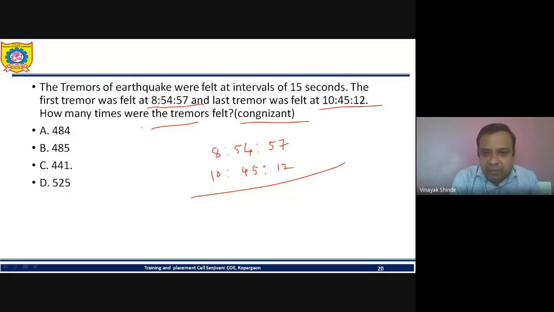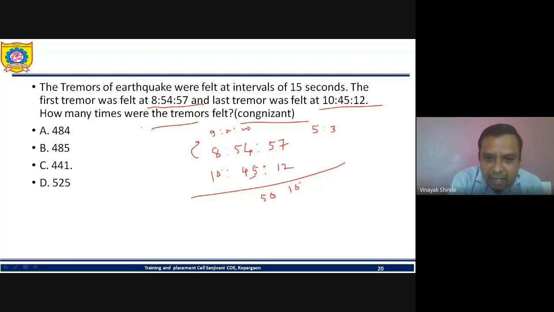Right? So here we have 54 minutes and 57 seconds. If I go to 9 o'clock, how many minutes and seconds are required? Near to 9 o'clock, it is 5 minutes, and 3 seconds, so we get 9 o'clock. Then from 9 o'clock to 10 o'clock, 45 minutes and 12 seconds. 12 plus 3, it is 15 seconds. 45 plus 5, it is 50 minutes.